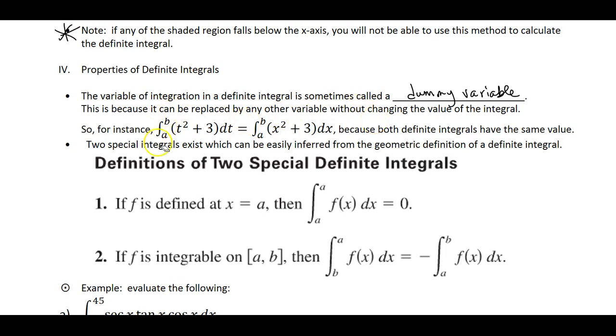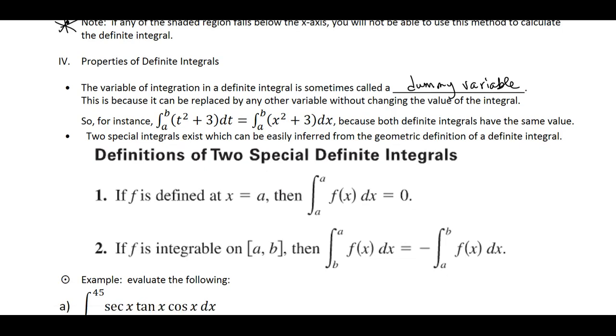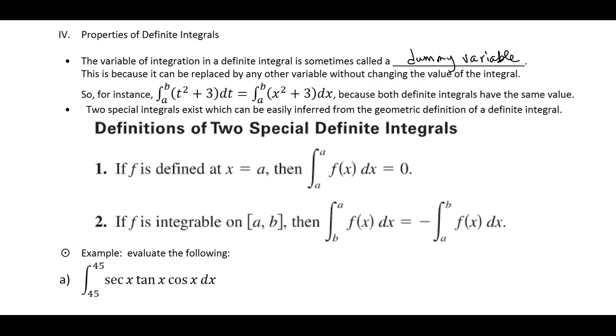So the integral from a to b of t squared plus 3 with respect to t, notice the t's match here, is the same thing as the integral from a to b of x squared plus 3 with respect to x. They have the same value. So that's one property. Another property that can be important is two special integrals that exist, and you can get this from the geometric definition pretty easily.